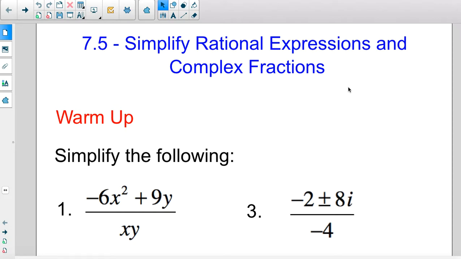We're going to continue with Unit 7. So today's stuff is just simplifying rational expressions. We used to do 7.5 and 7.6 together. We'll break them up for this. We could skip the warm-up.